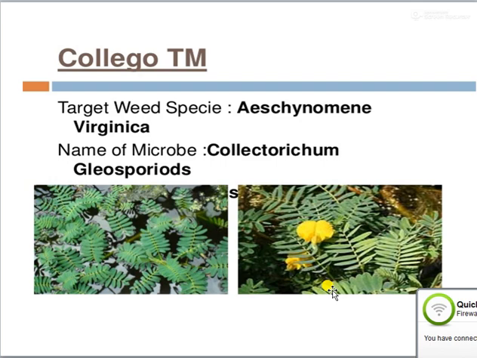Next, the Collego bioherbicide can also be used for control of the target weed species Aeschynomene virginica, and the microbe used for this Collego is Colletotrichum gloeosporioides.